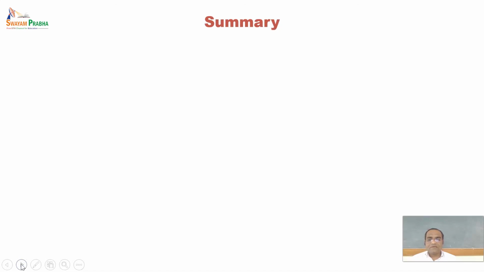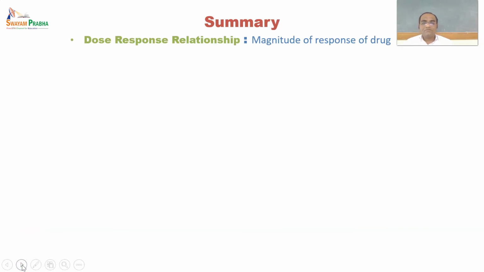Now we will see a summary of this lecture. We have seen the dose response relationship, that is, the magnitude of response of a drug, and the measurement of response. We have seen a graph with a sigmoid shape: as the concentration of drug increases, the response also increases, but at a certain level it becomes a plateau.